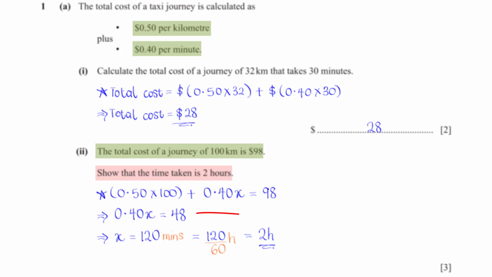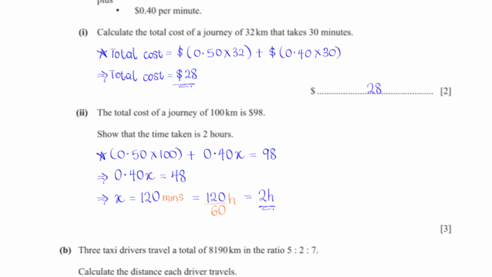And so when we simplify this further, we get 0.40x equals 48. And when we make x the subject, we get 120. And take note that 120 is in minutes, and so we need to convert it into hours by dividing 120 by 60. And when we do that, we get the time taken as 2 hours.